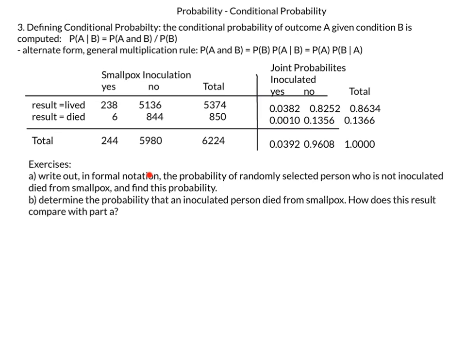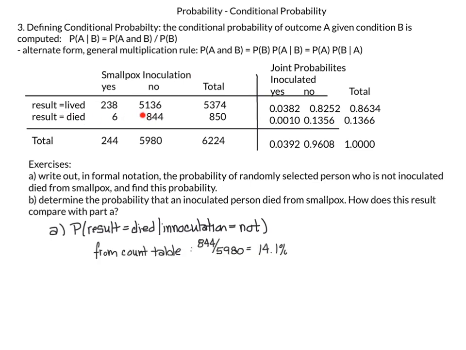First, write out in formal notation the probability of randomly selecting a person who is not inoculated and died from smallpox, and then find this probability. It's not super clear that they want a conditional probability until you look at the solution. So the probability the person died given they were not inoculated. We'll do this from the count data, looking at died, not inoculated. That's 844 out of the total number of people that were not inoculated, 5,980, so that's 14.1%.